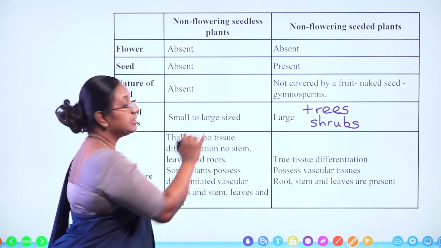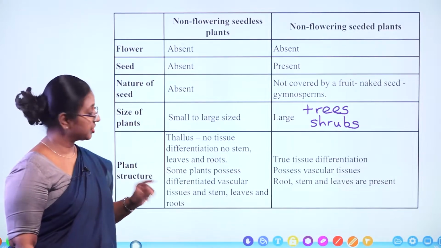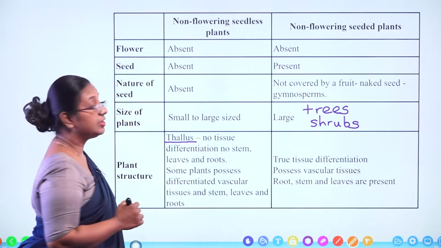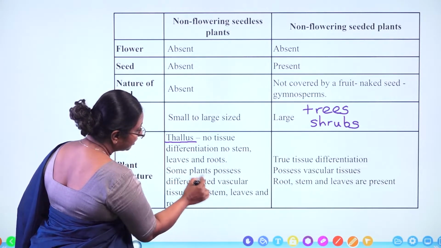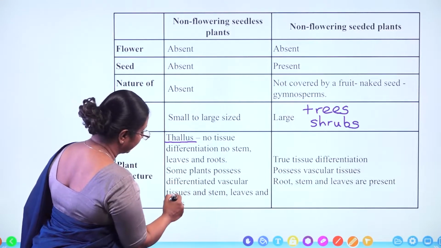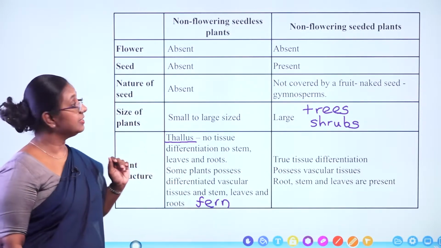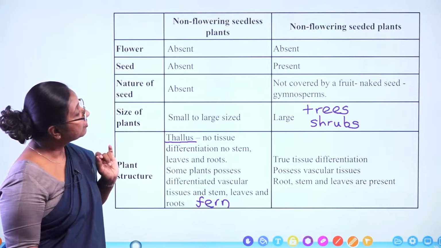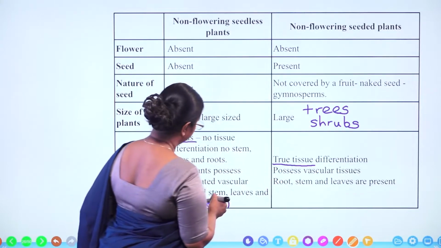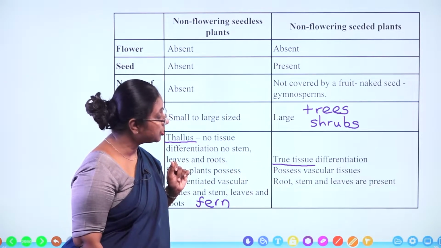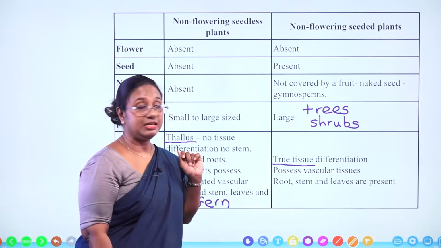And here you can remember they were either thalloid structures or fern type structures. So if we look at the plant structure, again here you can see thallus with no tissue differentiation, or you can see some plants possess differentiated vascular tissues and stems, leaves and roots. So those are the fern types. So both types are there under non-flowering seedless plants. So if you look at the non-flowering seeded plants, there is true tissue differentiation. This is important. Compared to here, they have true tissue differentiation. They also possess the vascular tissues, and root, stem and leaves are present.